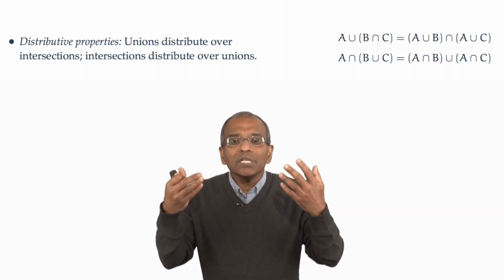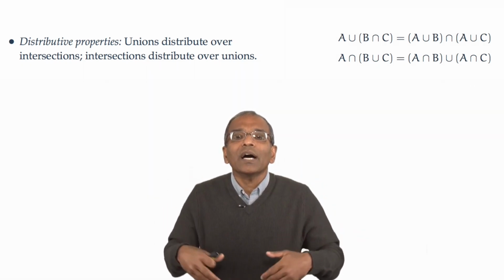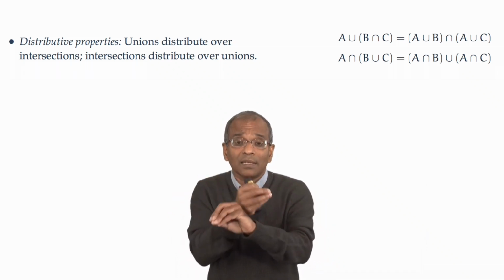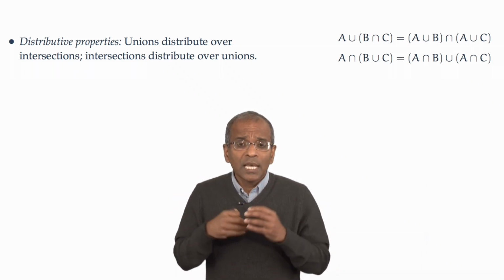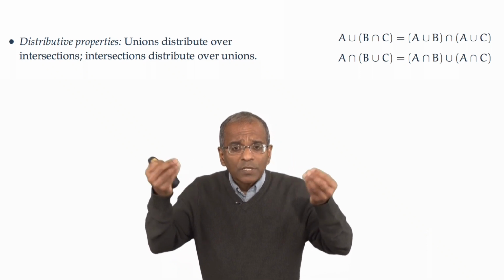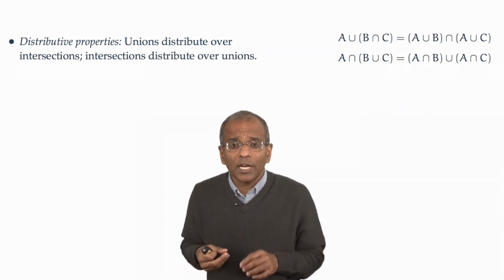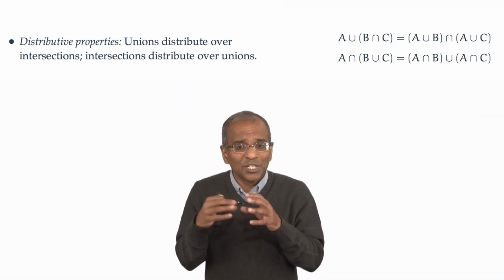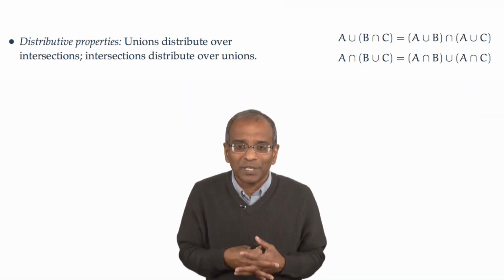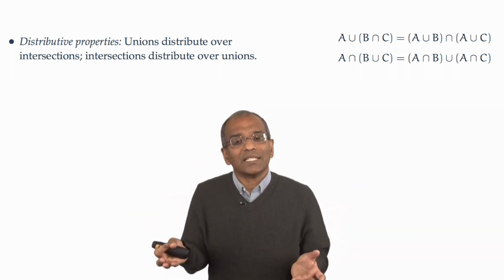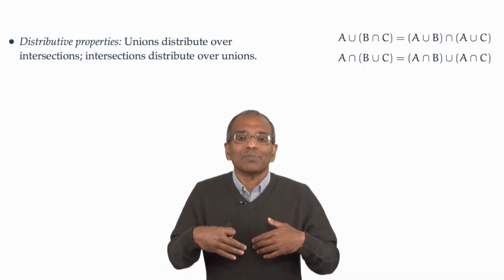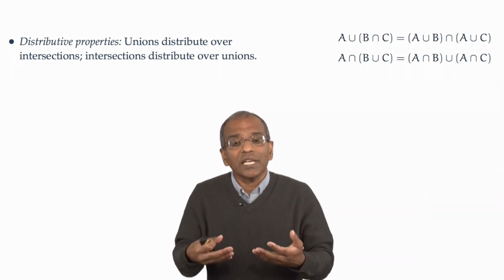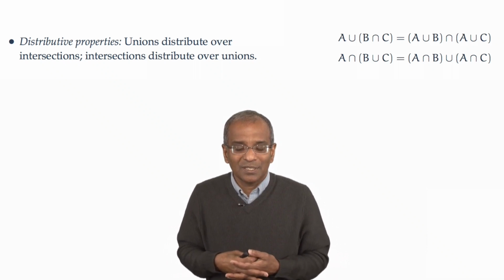It's as if unions distribute over intersections. We could do exactly the same thing by reversing the intersection and union operations, and here already is one point of difference from ordinary arithmetic. Multiplications distribute over additions, but additions patently do not distribute over multiplications. But in the case of sets, unions distribute over intersections. Intersections simultaneously distribute over unions.